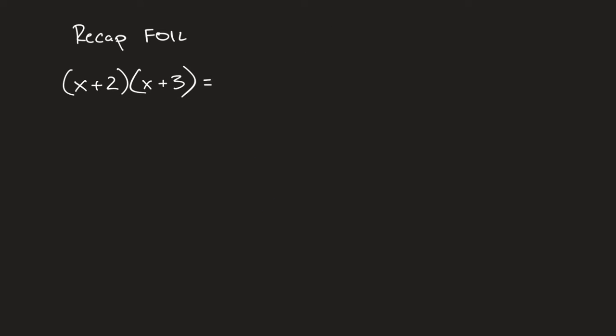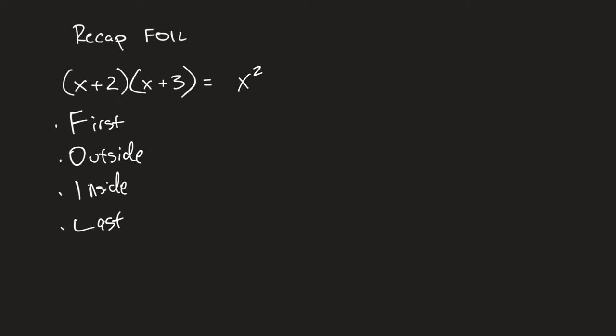Recap. FOIL. We got first, outside, inside, last. And what that looks like: x times x is x squared, x times 3 is positive 3x, 2 times x is positive 2x, 2 times 3 is positive 6. Let's combine like terms: x squared plus 5x plus 6. I bet I did that slower than you.